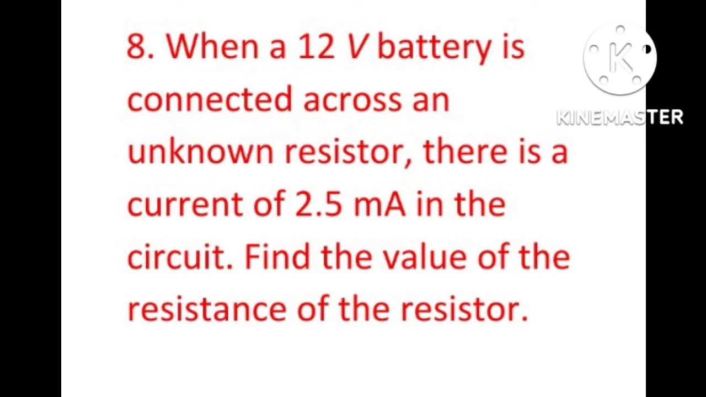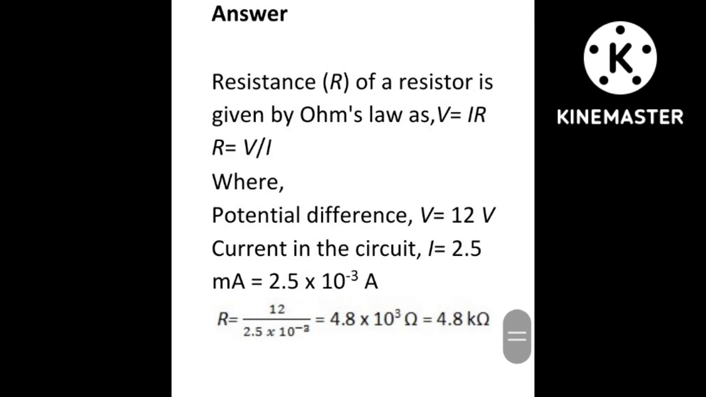So which equation can be used here? We can use Ohm's law, right? Because the potential difference and the current in the circuit are given here. We have to calculate R. So R will be equal to V by I. That is, from Ohm's law we have V is equal to IR. Therefore, R will be equal to V by I.